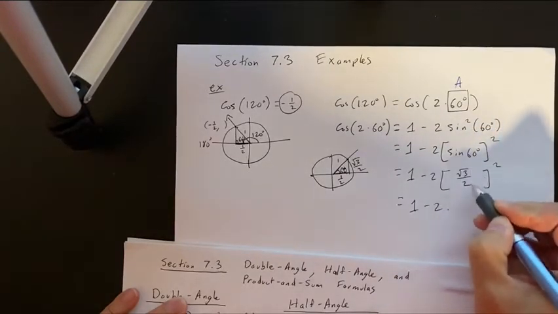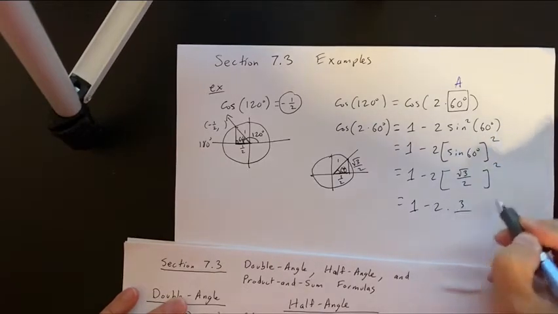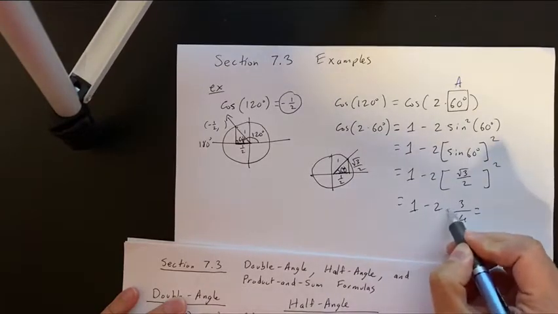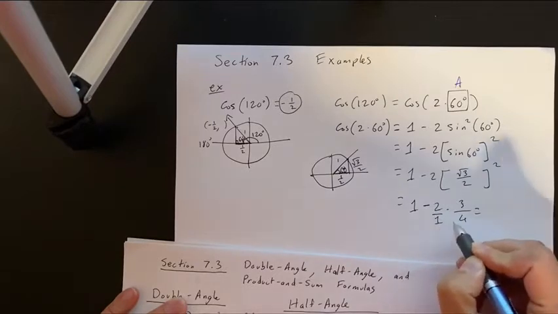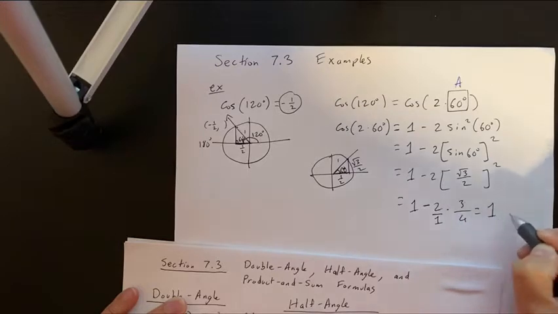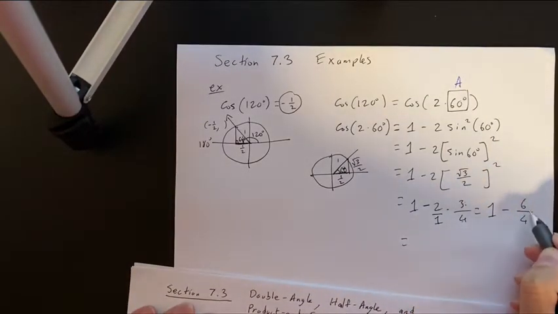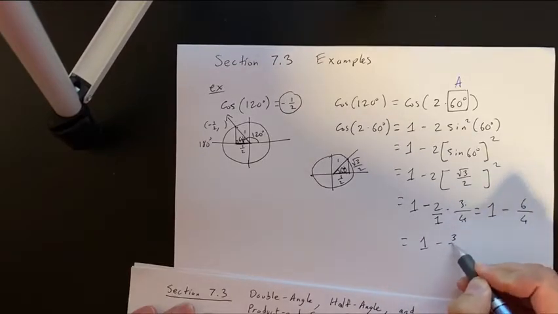And you're going to square this guy. Squaring a fraction means squaring the top and the bottom. If I square the root 3, you get a 3. If you square the 2, you get a 4. So what is 2 times 3 over 4? It is the same thing as 2 over 1 times 3 over 4. So it's a fraction times a fraction, which is top with top, bottom with bottom. So it's 1 minus 6 over 4, or 1 minus 3 over 2.